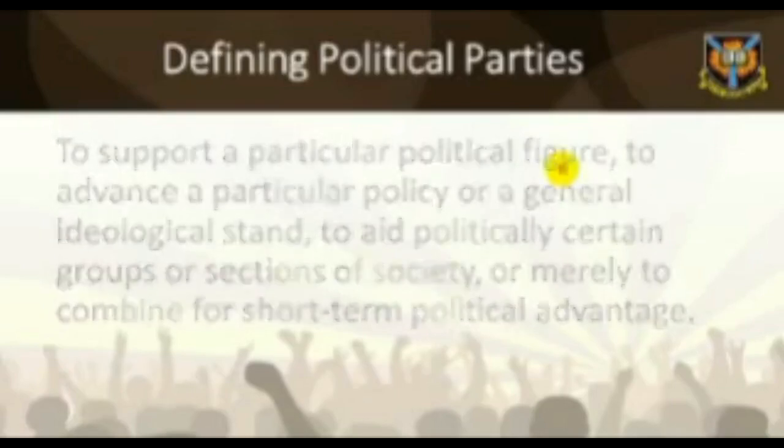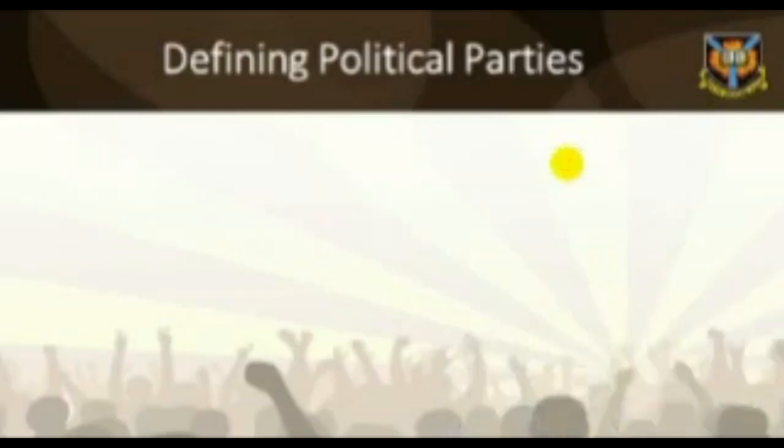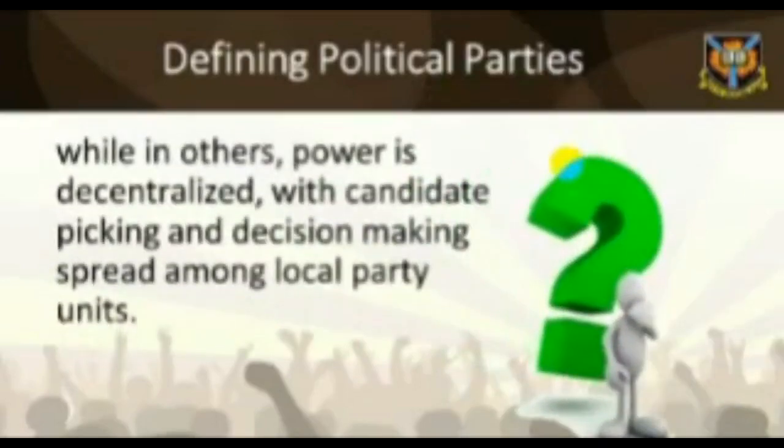Political parties have also been organized in various ways. In some, control is exercised by a small central elite, either elected or self-perpetuating, while in others, power is decentralized, with candidate picking and decision-making spread among local party units. The modern mass political party has taken shape in the last century, along with the rise of democratic ideology, universal suffrage, nationalism, and more effective means of communication.